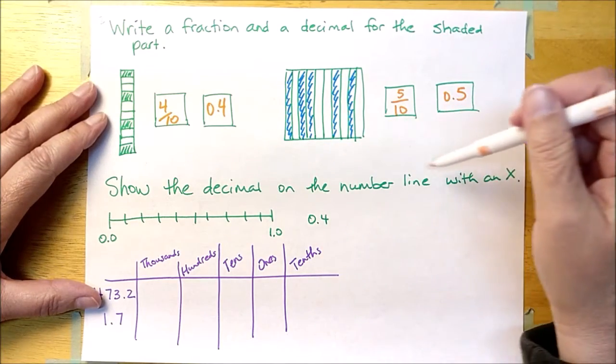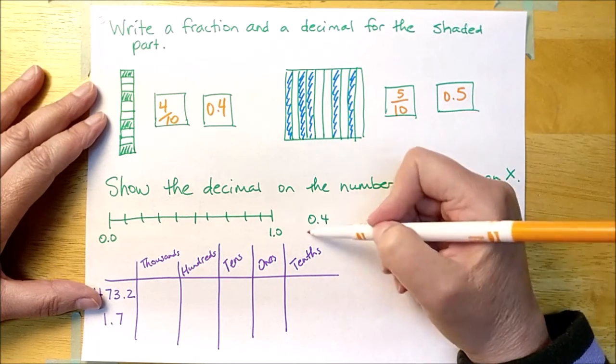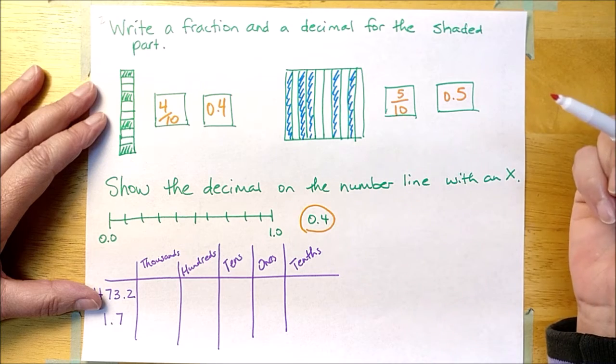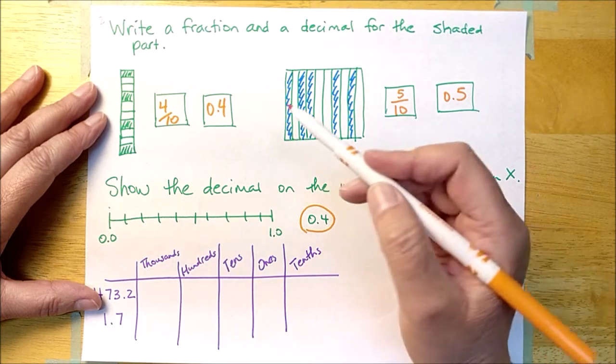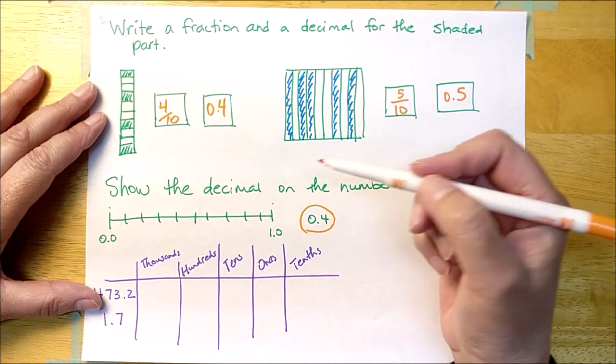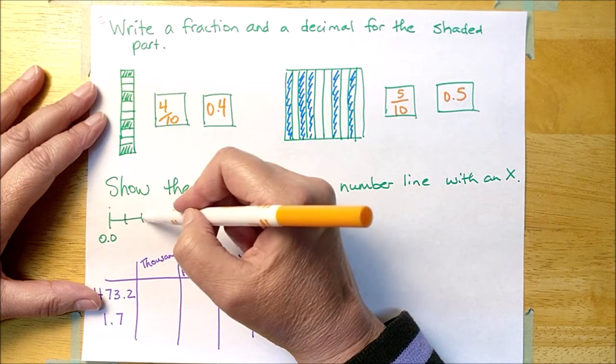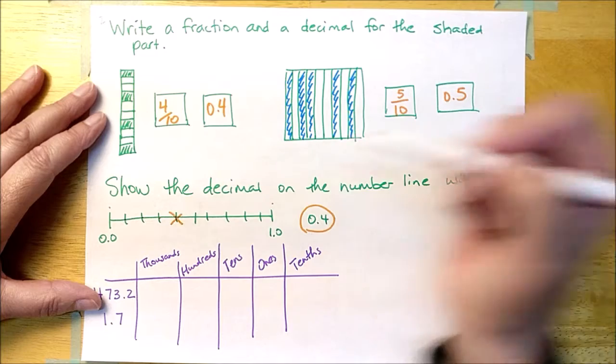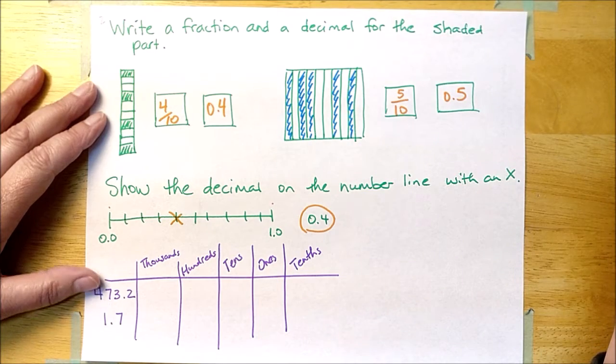Show the decimal on the number line with an X. So they would like me to say, where is 4 tenths on this number line? So here's 0 and 0 parts, and here's 1 whole one. So that would be 1 part, 2 parts, 3 parts, 4 tenths. That's what they want you to do.